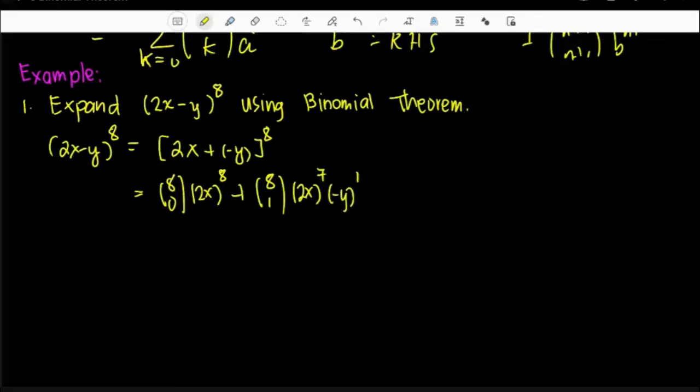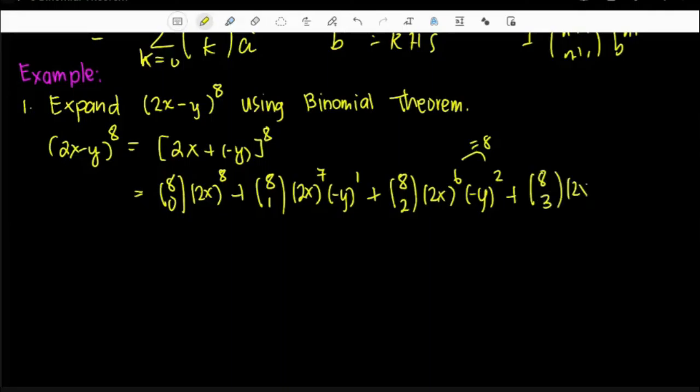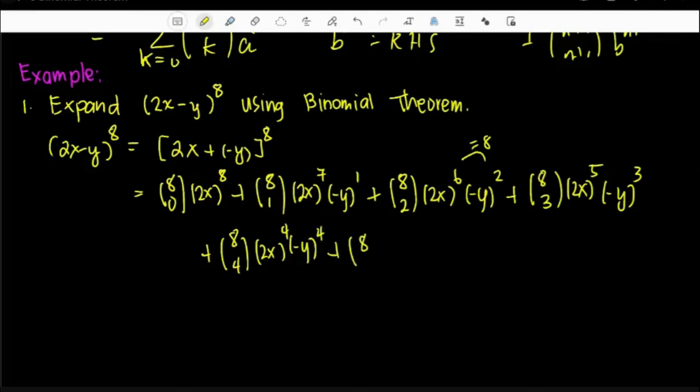plus 8 taken 1, (2x)^7, (-y)^1 plus 8 taken 2, right? (2x)^6, bawas ng isa, dagdag ng isa. Basta check nyo, ang exponent laging equal sa 8. Sunod-sunod yan. Plus, 8 taken 3, (2x) bawas ng isa, negative y, dagdag ng isa. Plus, 8 taken 4, 2x, what's that? 4. (-y)^4 plus 8 taken 5.